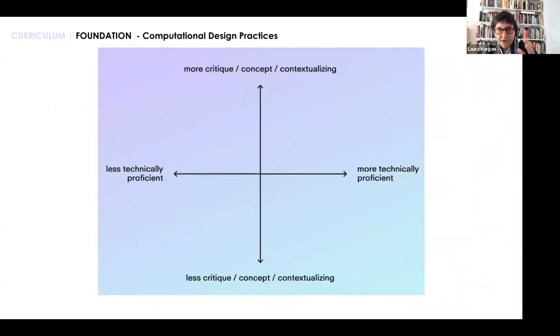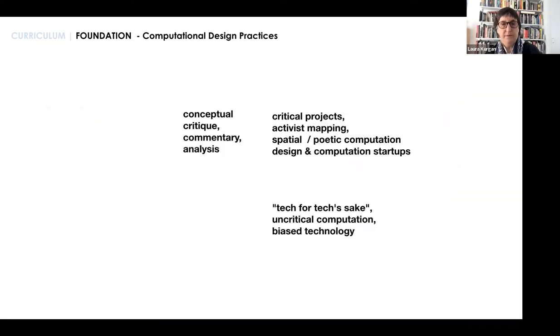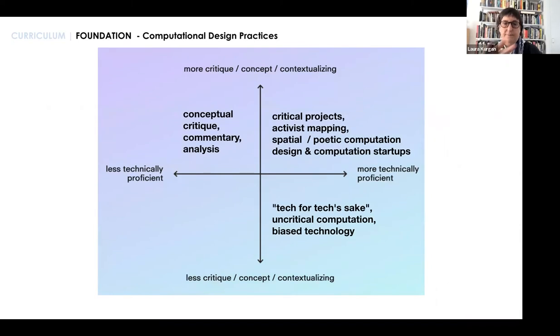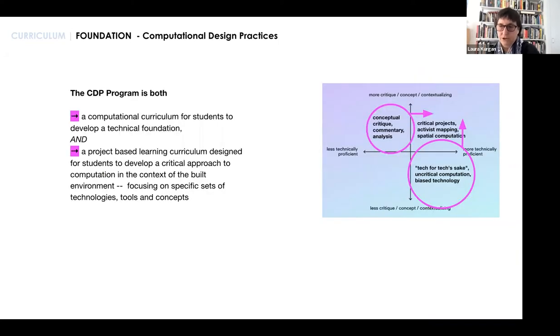So just kind of bringing it all together, here's our understanding of the grid of how we conceptualize the CDP program. We understand that all students who apply have come from one of these quadrants, and each of these quadrants has its own strengths and its own weaknesses, or its own limits or potentials. And what we're trying to do is bring you all into the top right quadrant, right?